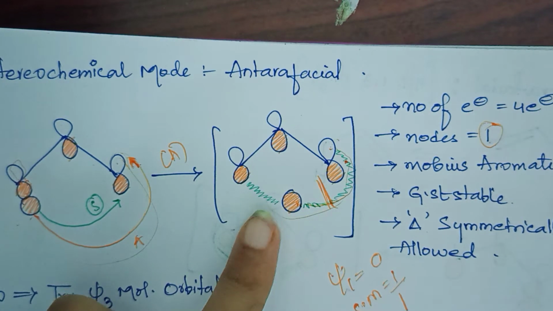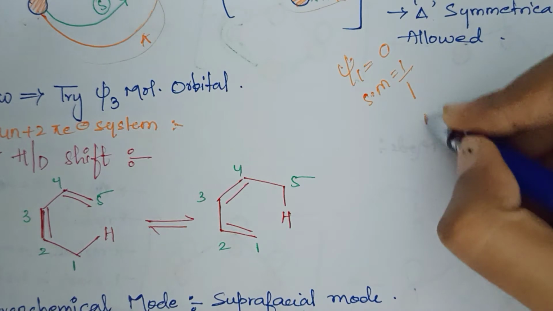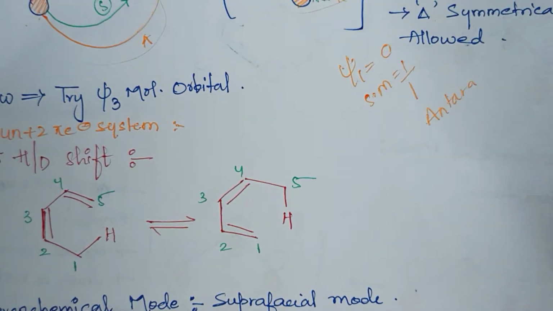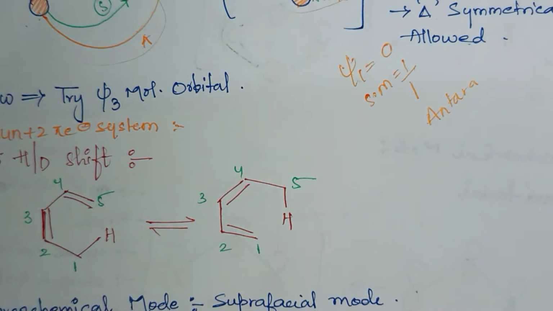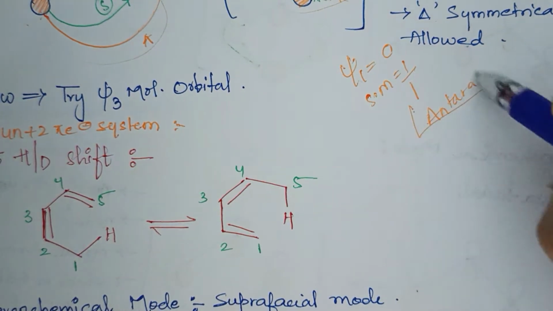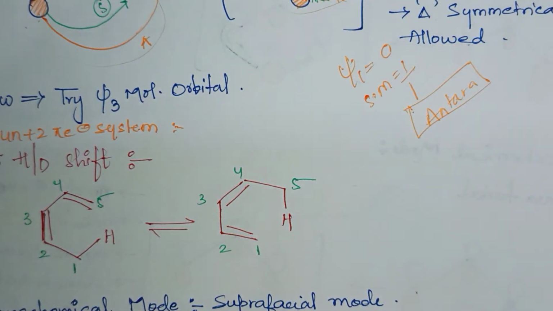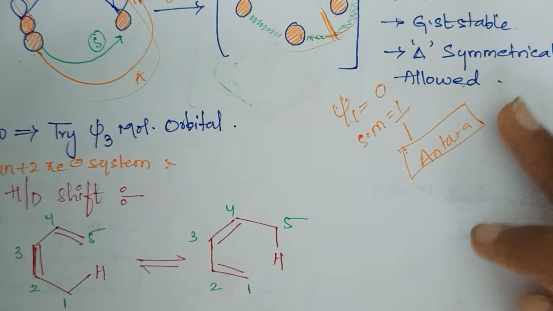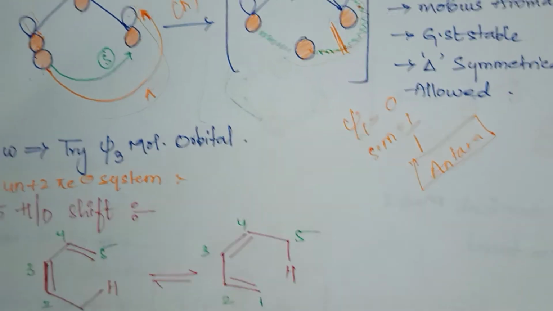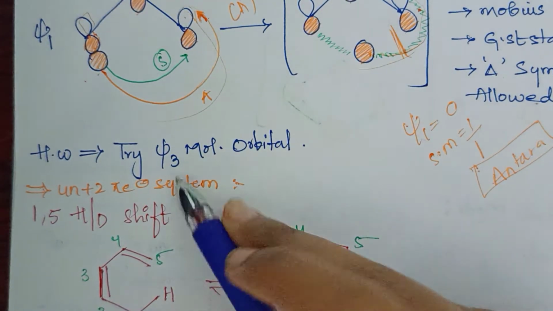A small tip: wherever you see antara, according to your syllabus, you are having all smaller pi electron systems. So wherever you are seeing antara, you specify clearly, under whatever condition, whether thermal or photochemical, that it is thermally symmetrically allowed, geometrically forbidden. Or what you can do is just write thermal; you don't need to write geometrically forbidden, you just write thermally symmetrically allowed. Okay. Now in the same example, you try for Xi3 molecular orbital.